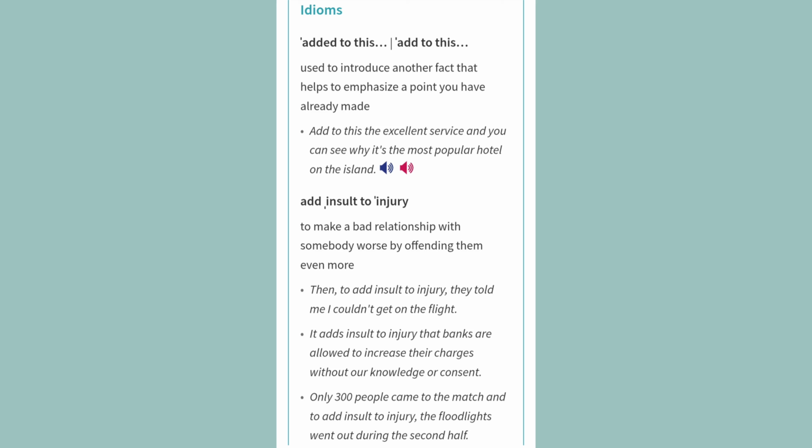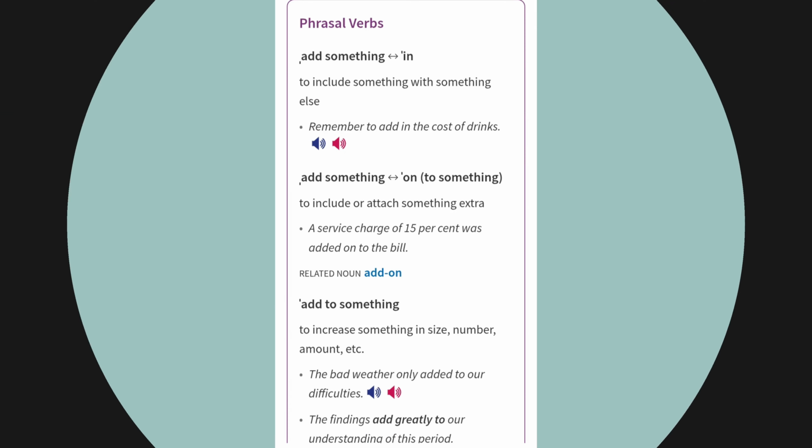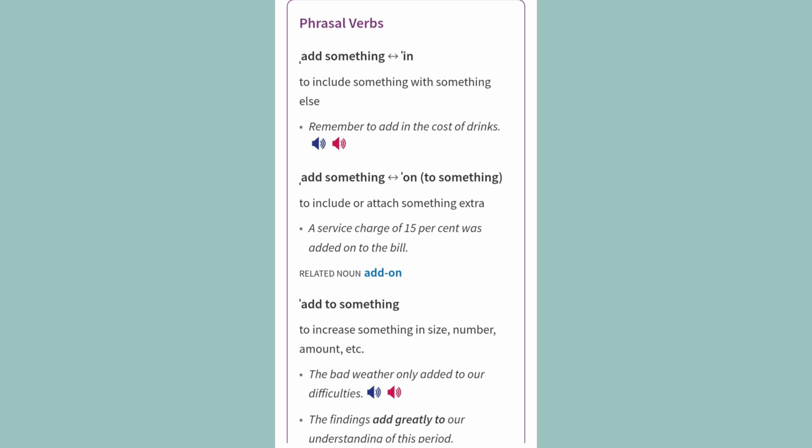Only 300 people came to the match, and to add insult to injury, the floodlights went out during the second half. Phrasal verbs. Add something in. To include something with something else. Example. Remember to add in the cost of drinks. Add something on, to something. To include or attach something extra. Example. A service charge of 15% was added onto the bill.